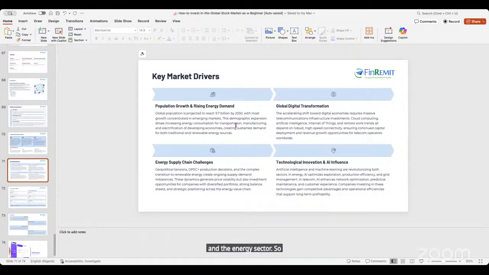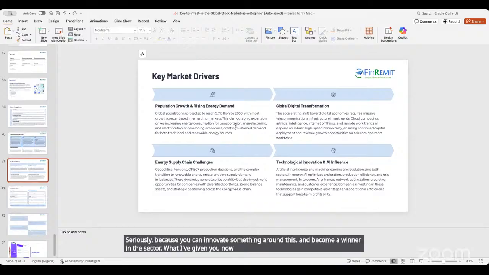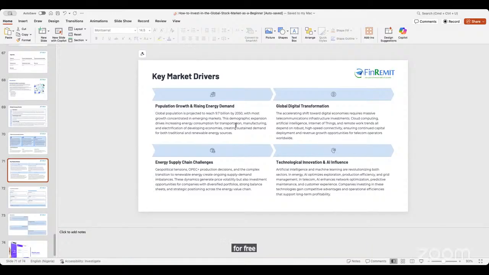So whatsoever you are thinking now, please don't think small. I know I have innovators in this class, I know I have entrepreneurs in this class, and I also have investors. So whichever category you belong to, I want us to please take this seriously, because you can innovate something around this and become a winner in the sector. What I've given you now is like market data for free, which you can take home to strategize and see how you can come up with something around all of these. If you can come up with something to enhance your investment decision, fine. And if you can also come up with something to enhance your business startup initiative, that would also not be a bad idea.